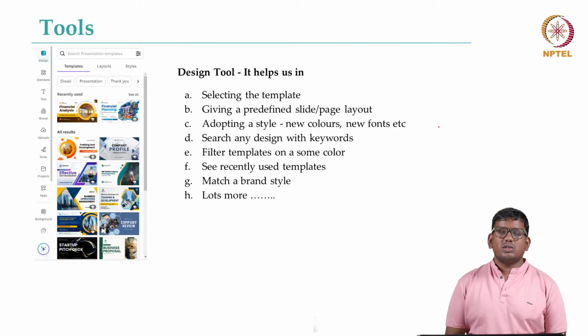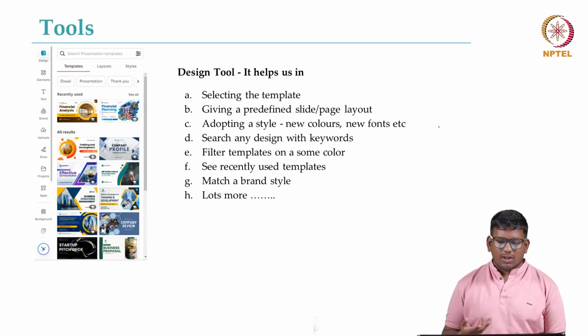Then you have the design tool. This is one of the tools that you're going to use in selecting your template. You select the template. You can use a predefined slide and page layout if you want. You can adopt a new style. Like if you want, you can change the style of your slide into a vibrant or more dynamic version. And then you can search any design with keywords or anything.